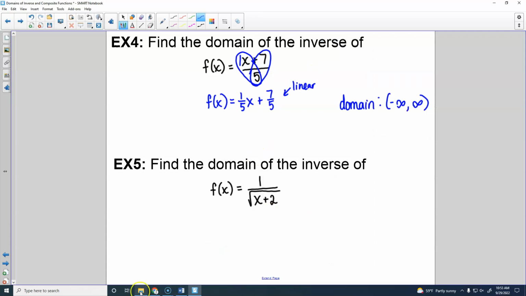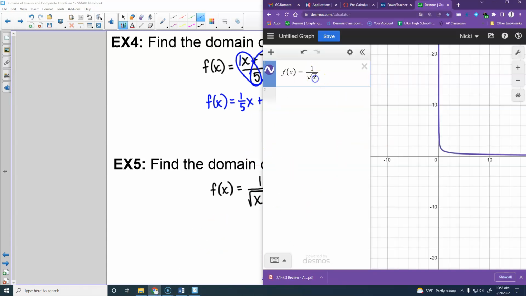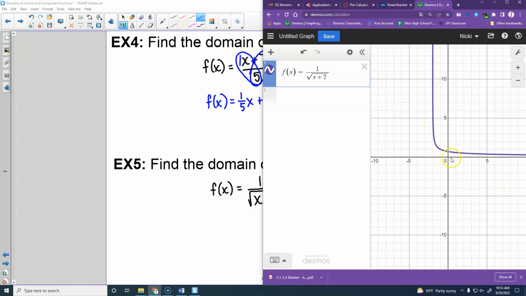Was it plus 2? So it looks like this. It's kind of like half of a rational, but it's a little bit less symmetrical looking here. It doesn't have this portion over here of the graph. Now, looking at this graph, can you tell me the domain? Negative 2 to positive infinity. I think it looks like we got a vertical asymptote right there.